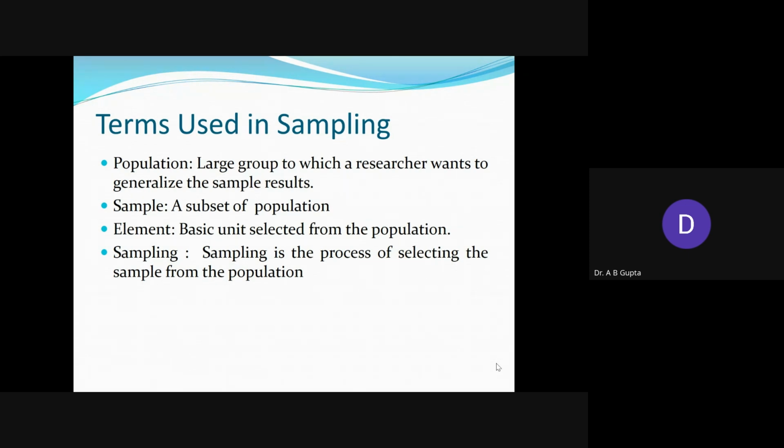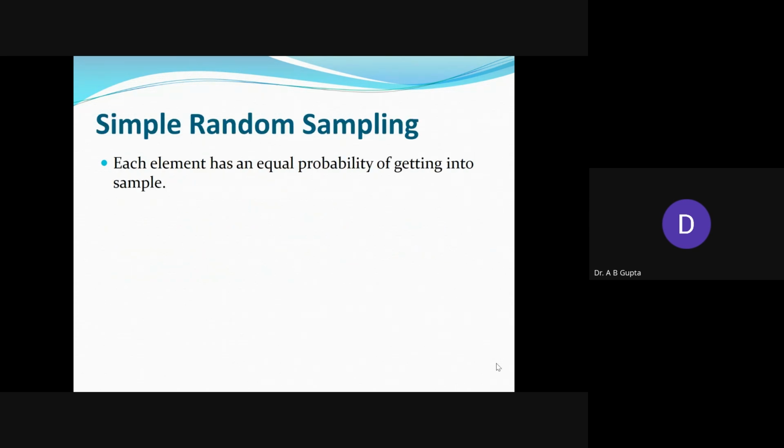And then the fourth term is sampling. So sampling is the process of selecting the sample from the population. Okay. So how are you selecting? What is your method of selecting? I mean, there are different ways by which you can select the sample. So sampling is the process of selecting the sample from the population. Okay. So these are certain terms related to sampling. And now let us come directly to various techniques of sampling. It will be very interesting for all of you. And let us learn how we actually sample, how we select a sample.